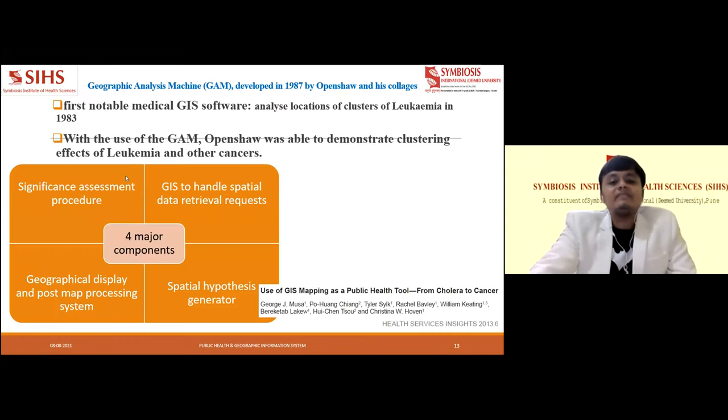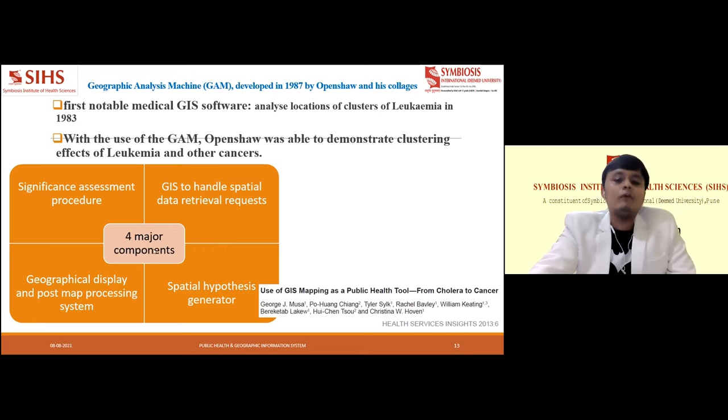Okay, now the first example of geographic information system used in public health, the first successful example I should say, is the Geographic Analysis Machine, which was developed in 1987 by Sir Openshaw and his colleagues. It was the first notable medical geographic information system software, used to analyze the location of clusters of leukemia in 1983. With the use of the Geographic Analysis Machine, Openshaw was also able to demonstrate the clustering effects of leukemia and other cancers. So what was the peculiarity of the Geographic Analysis Machine?